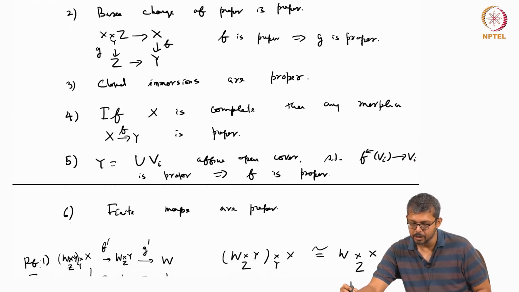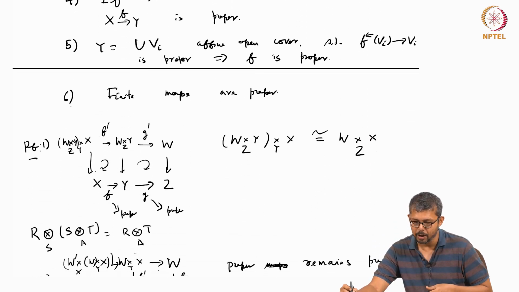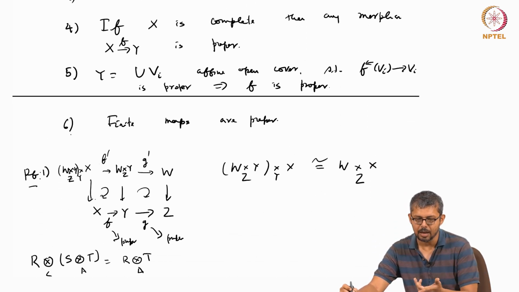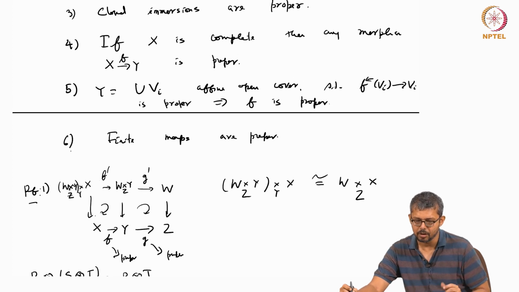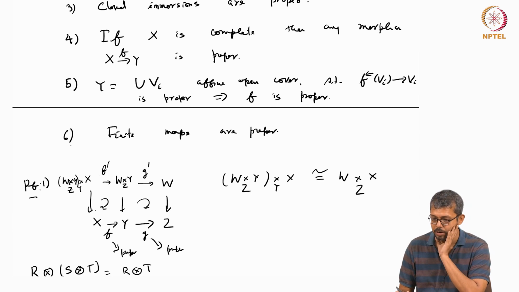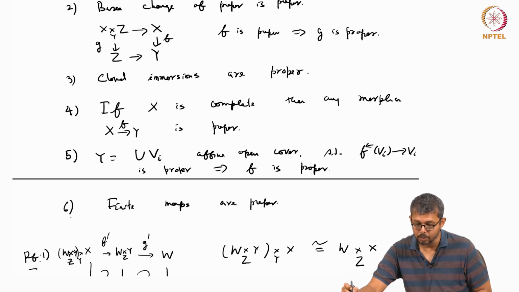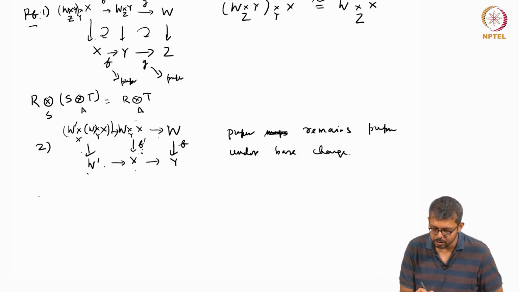So, composition. Now if x is complete and if you have a morphism from x to y, it is proper. So, I will come to this when I do the complete projective variety. Okay. Third one is that closed immersions are proper.